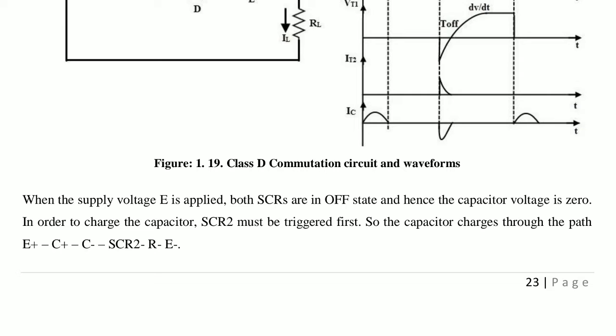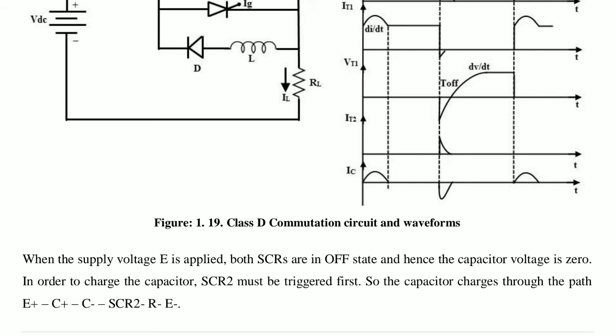When the supply voltage E, which in the circuit diagram is given as VDC, the DC supply voltage, is applied, both SCRs are in the off state, and hence the capacitor voltage is 0. In order to charge the capacitor, SCR2 must be triggered first. The capacitor charges through the path: DC supply E, capacitor C, SCR2, load resistance RL, and back to the DC supply.